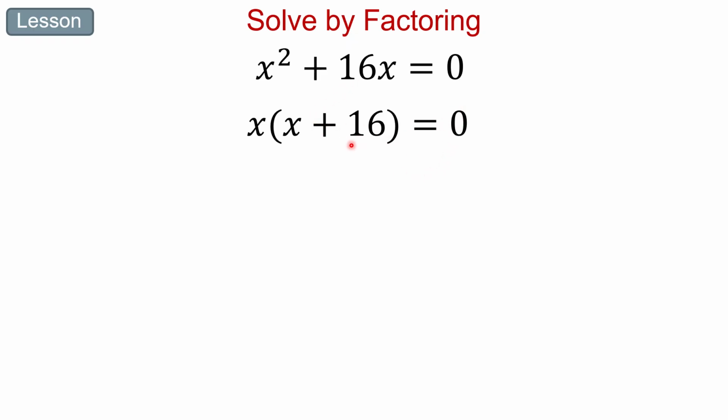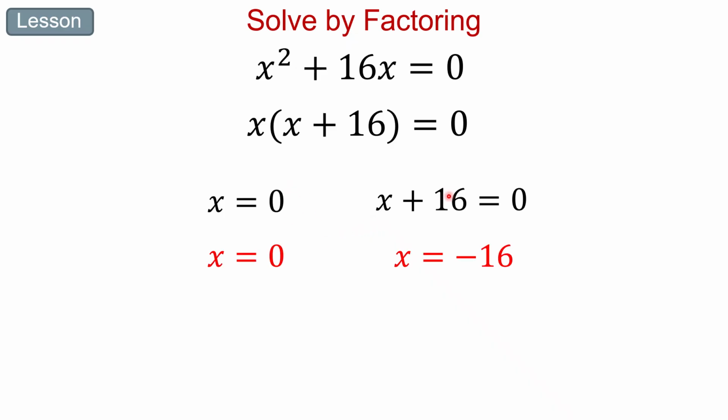So the product of two things, x and x plus 16, is equal to 0. This means x could equal 0, and or x plus 16 is equal to 0. In this case, x is equal to 0, and x is going to equal negative 16. These are two choices, and these are the two x-intercepts for the equation x squared plus 16x is equal to 0.